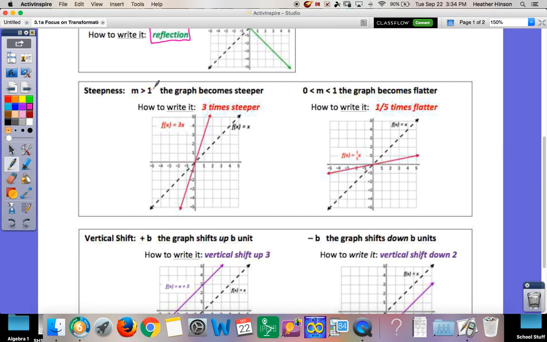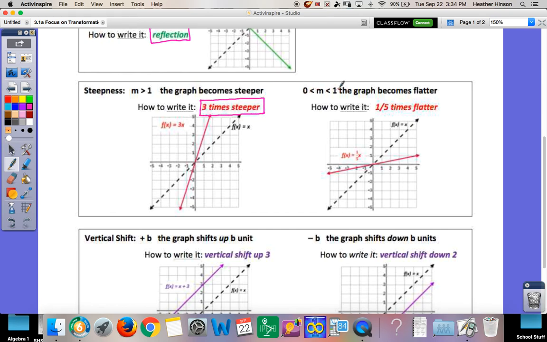If your m is greater than 1, so 1.5 or 15 or 100, that makes your graph steeper. It's going to make it closer to being vertical. So if it's 3x, we write it 3 times steeper. Went through the R there. Let me fix that.